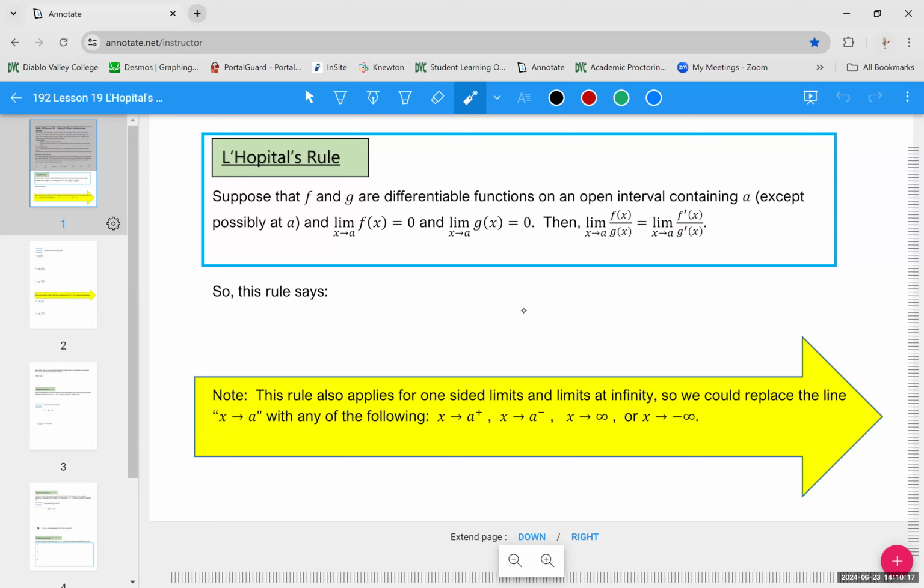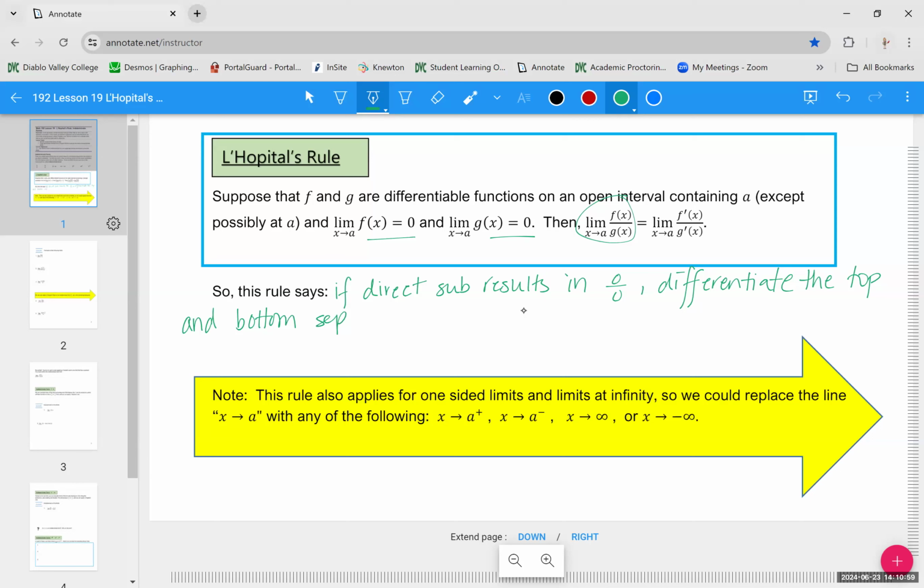So let's break that down so we're sure that we understand what it's saying. This rule says that if direct sub results in 0 over 0, which is what this step right here is basically telling us because these two limits are both 0, then what you can do is differentiate the top, or the numerator, and the bottom separately.